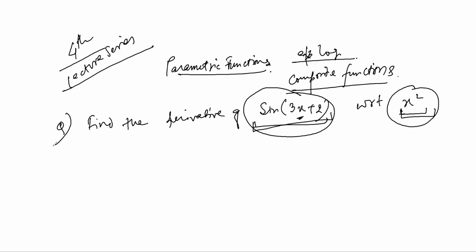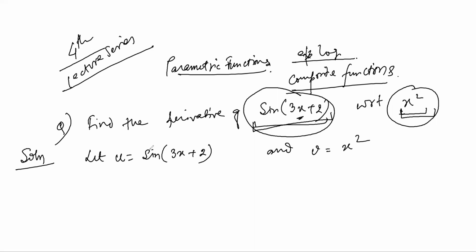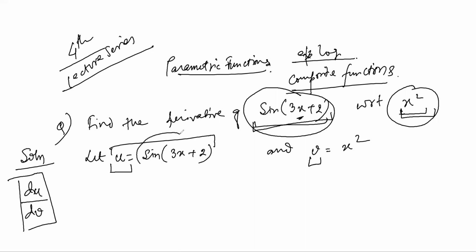So to solve this type of question, you need to first assume that let u is equal to sine 3x plus 2 and let v is equal to x square. So the question basically is asking us to find the derivative of this with respect to this. So we need to find du by dv. The challenge here is that we cannot find du by dv directly because u is not a function of v, because nowhere in the function we can see v, and neither is v a function of u because nowhere we can see u in this v.